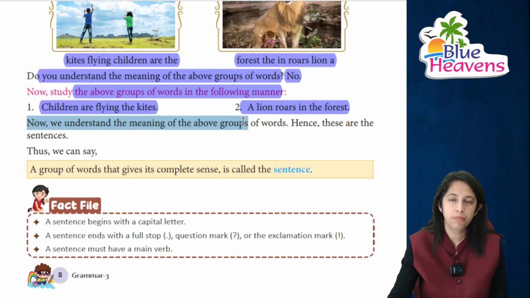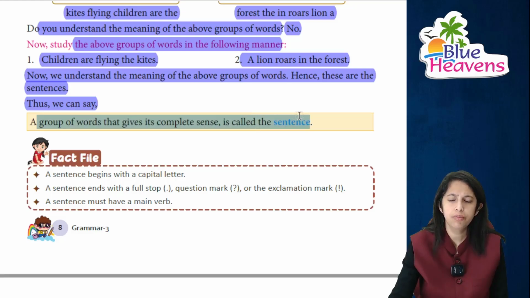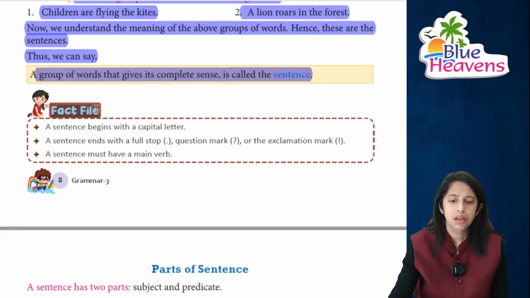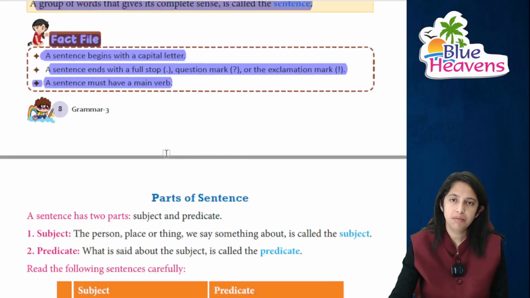अब हम दूसरे ऊपर जो words हैं उनका meaning हम पहचान चुके हैं. Hence these are sentences. और वो क्या है? Sentences हैं. Thus we can say a group of words that gives a complete sense. जो complete sense होती है उन्हीं को हम क्या बोलते हैं? Sentence बोलते हैं. There is a fact file. Sentence always begins with a capital letter and it always ends with full stop, question mark and exclamation mark से end होते हैं. Sentence के पास एक main verb भी होती है.